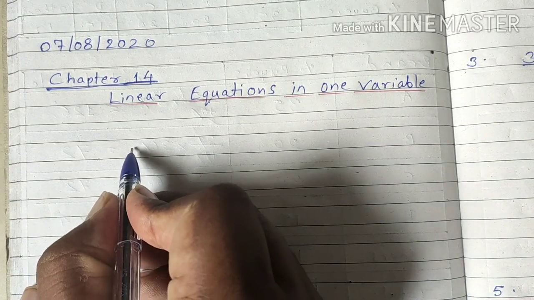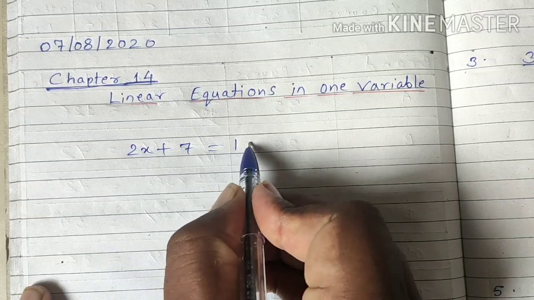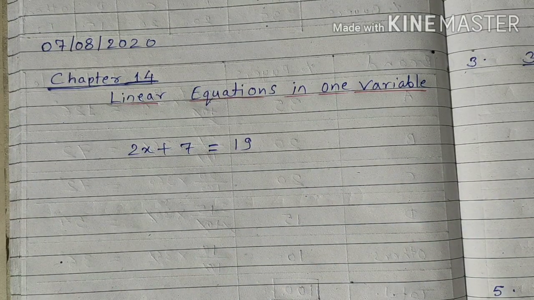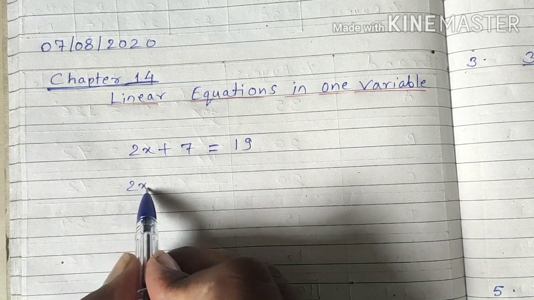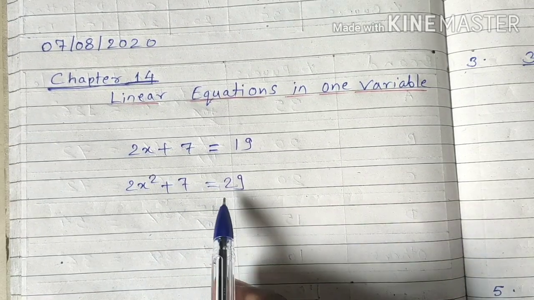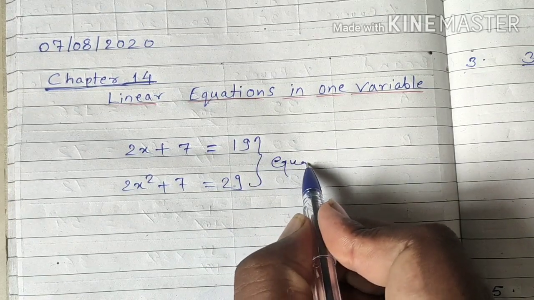For example, 2x + 7 = 19. The equal to sign is here, so we can call it an equation. Okay, another example. See, the equal to sign is here, so it is called an equation.